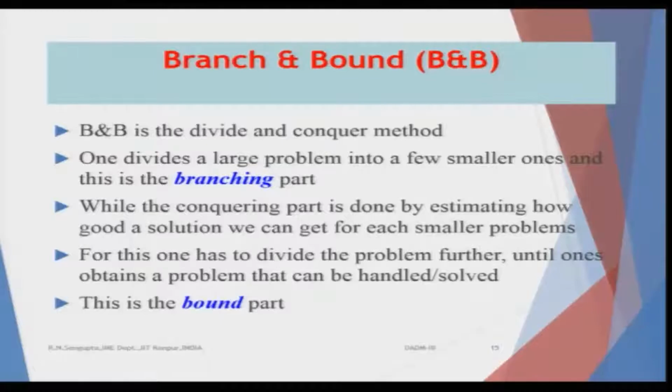So, the conquering is done by estimating how good a solution we can get from each small problem. For this, what we have to do is divide the problem further into layers and layers until one obtains a problem that can be handled and solved, and we can compare the results accordingly. So, the bound means to what stage you will go, whether it is infeasible, feasible, unbounded, whatever it is, we have to stop at some stage depending on the stopping criteria.